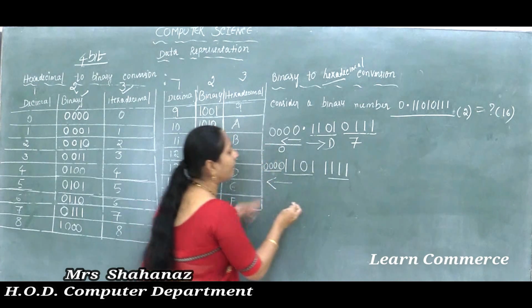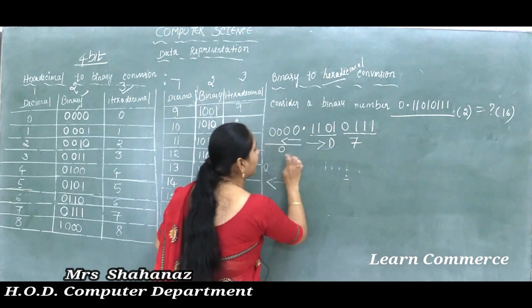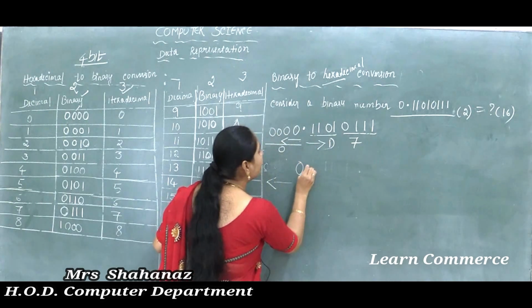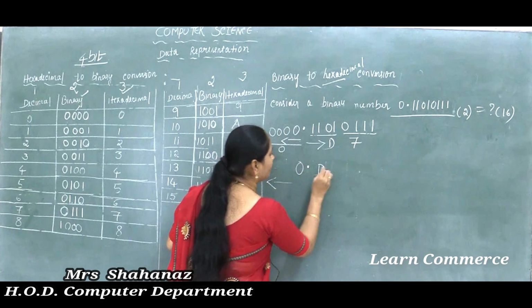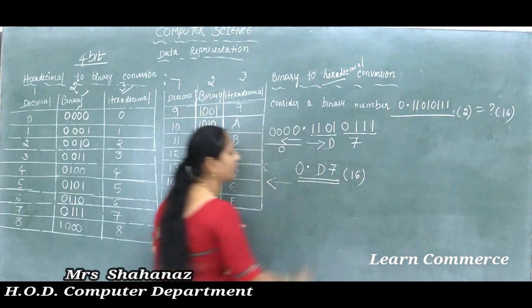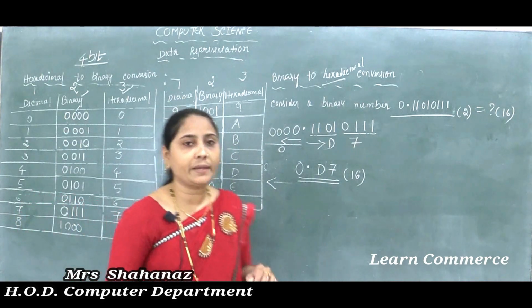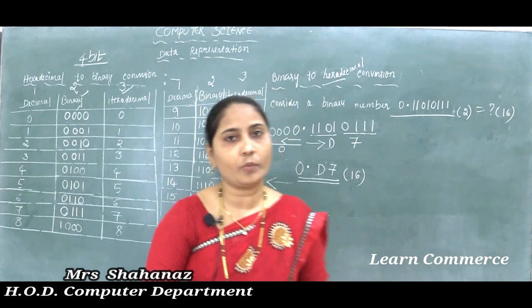So we can say that the question answer is 0 point D7 in hexadecimal. So clear this point here? Like that we need to convert from our binary to the hexadecimal conversion.